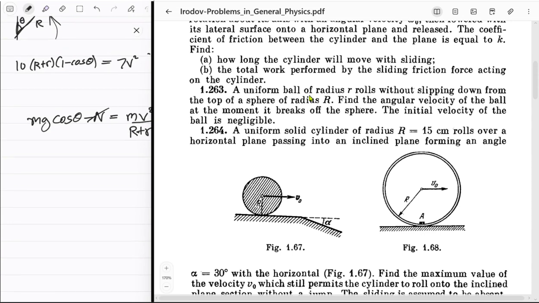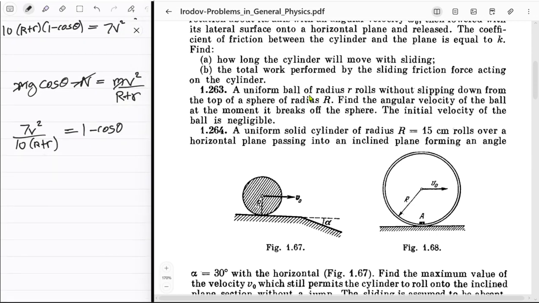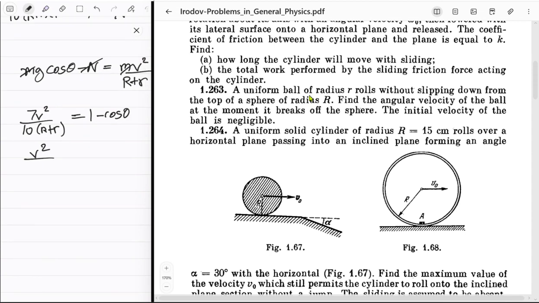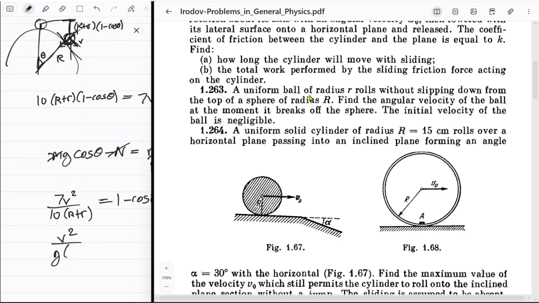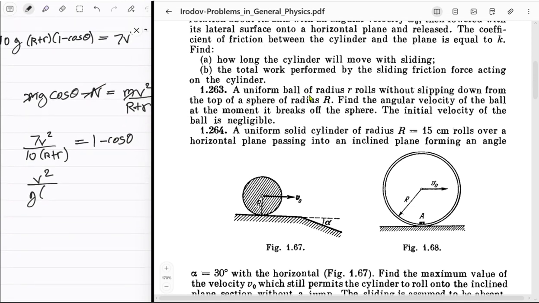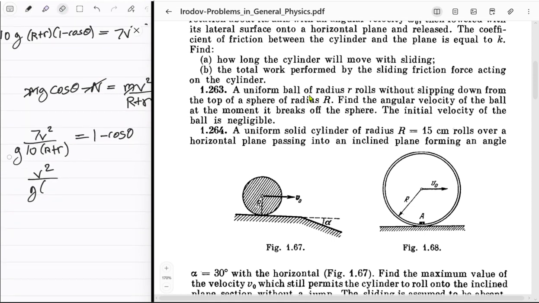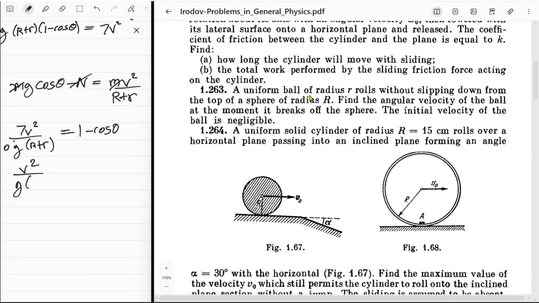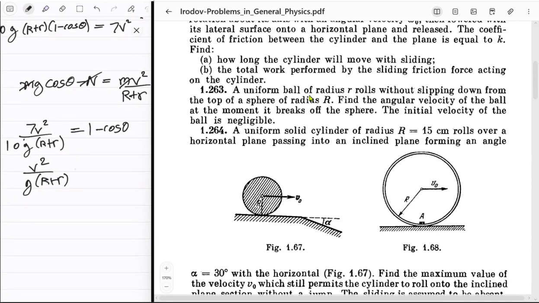Of course. So yeah, okay, 7v squared upon 10 times of R plus r, that's equal to 1 minus cosine theta. And m cancels actually. V squared upon g times of, something's weird about this thing. Oh, there should be a g over here as well, because mgh. So then you just put that g over there, like 10g or whatever that is. Okay, 10g. And this is what? You got g down, you got R plus r once again. That's just cosine theta. Cool.